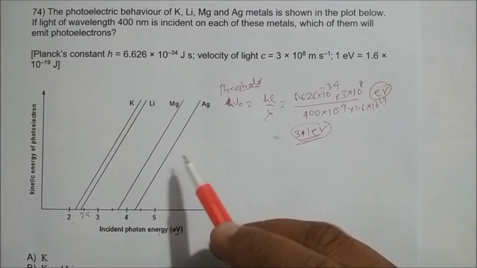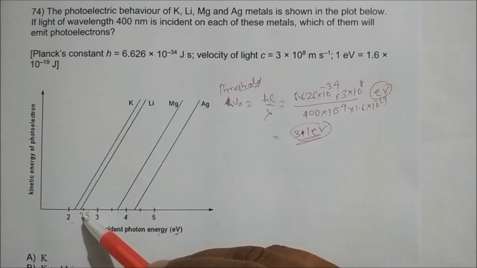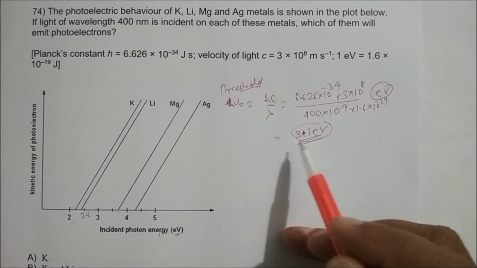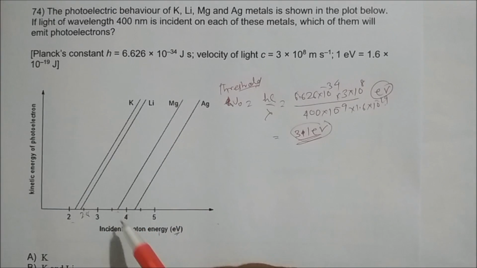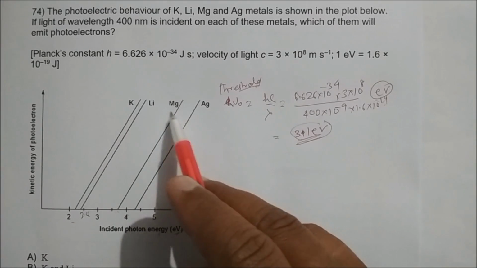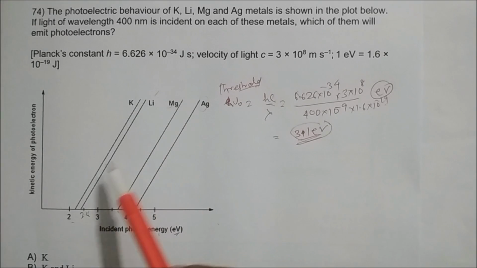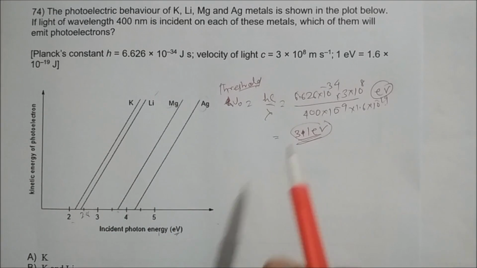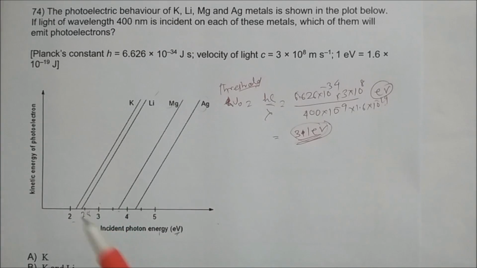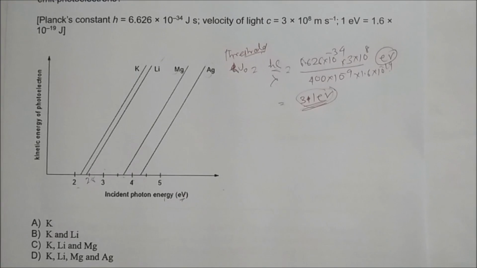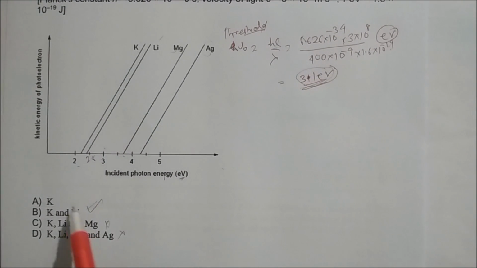Now the threshold energy for lithium is less than 3.1 eV, and for potassium it is also less than 3 eV. So if you get this much amount of energy, what will happen? Magnesium and Ag have more than 3.5, so definitely they will not give electrons. Only lithium and potassium will be able to give electrons, because you are providing more incident energy than their minimum threshold values. So out of 4 options, only potassium and lithium can give photoelectrons, while magnesium and Ag will not give photoelectrons.